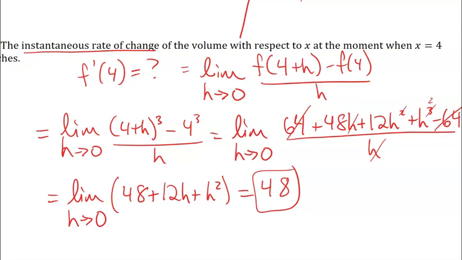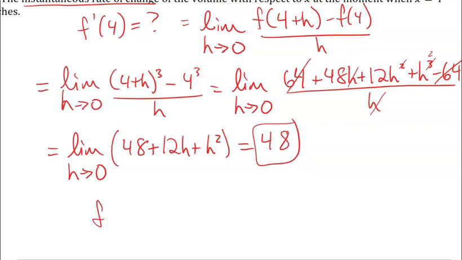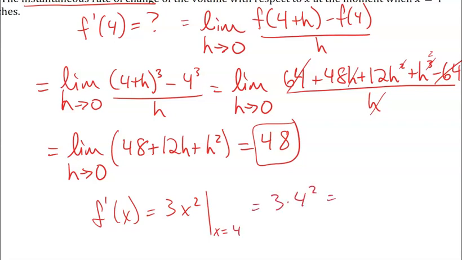If you chose to do this with finding f prime of x first, I'll go ahead and show you what you would get. f prime of x would be 3x squared, and then when you evaluate that at x equals 4, you would get 3 times 4 squared. 3 times 16, you would get 48, which is the same thing.